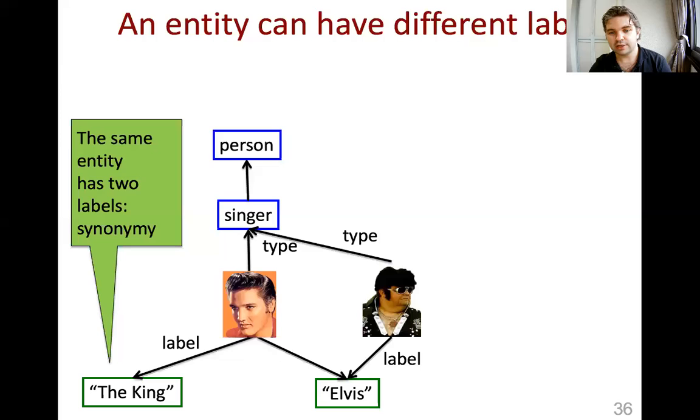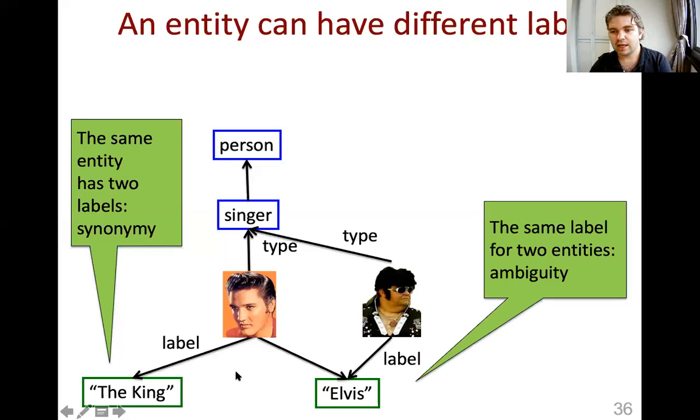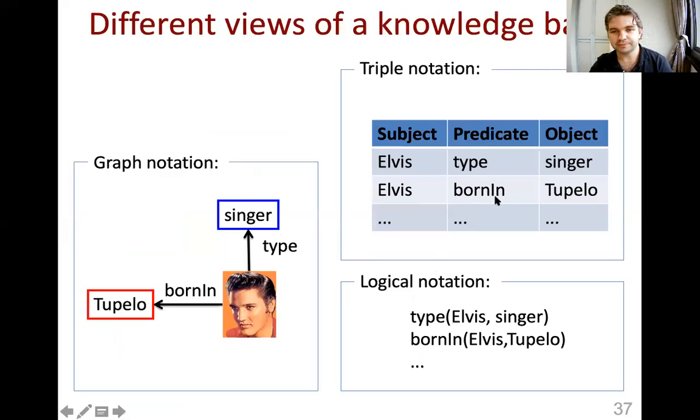At the same time, you can have some other artist who is also called Elvis, right? He's doing parodies of Elvis Presley songs, but this second artist has never gotten the additional label the king. You can see that this is the second singer on the right side. He is also Elvis, but he's not the king. So you can see the same label for two entities, and there's some ambiguity happening inside, right?